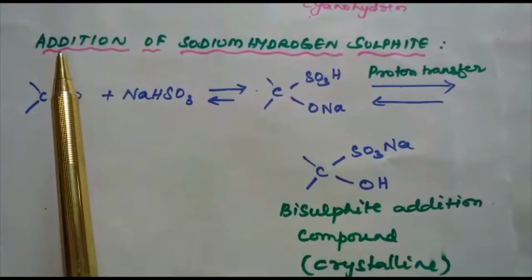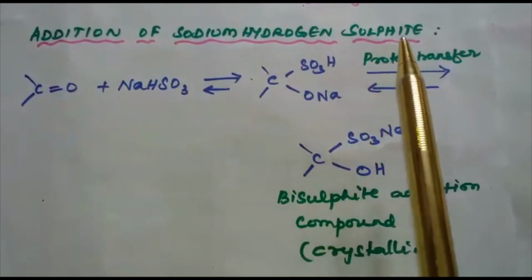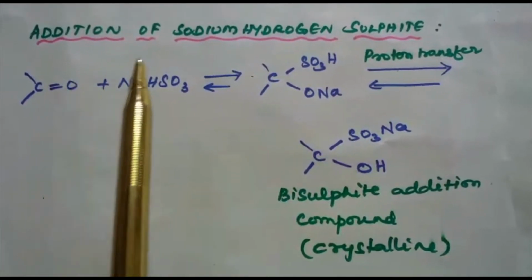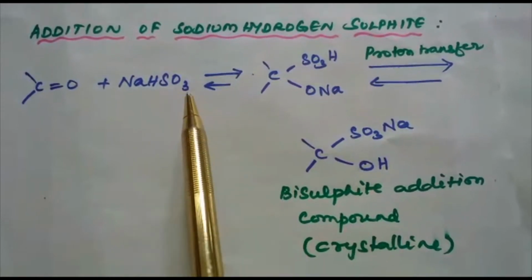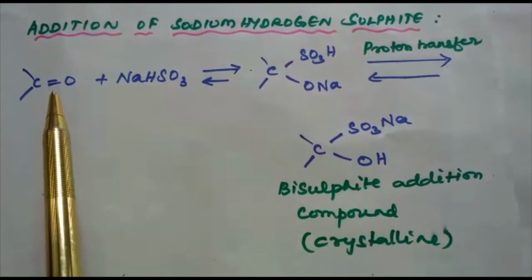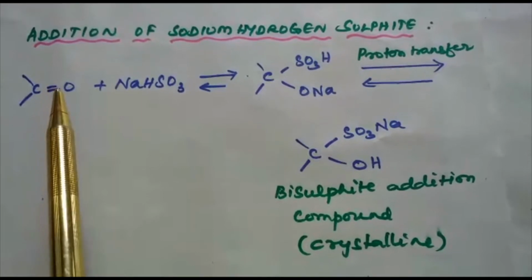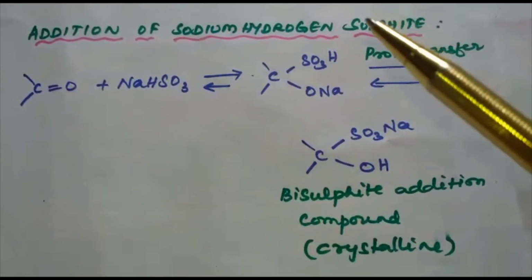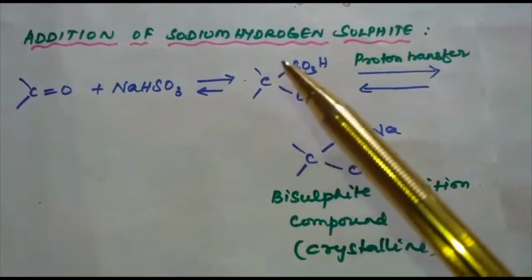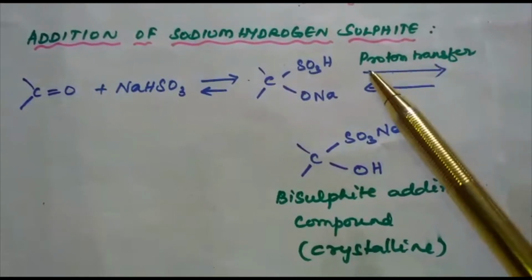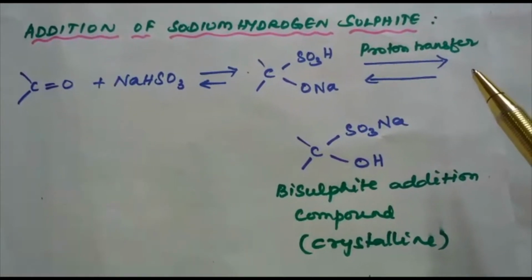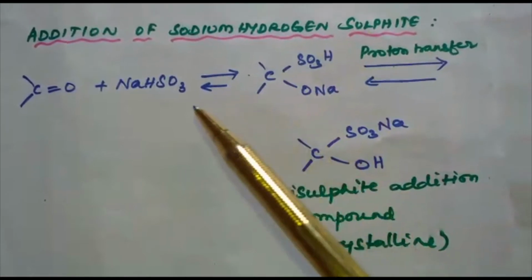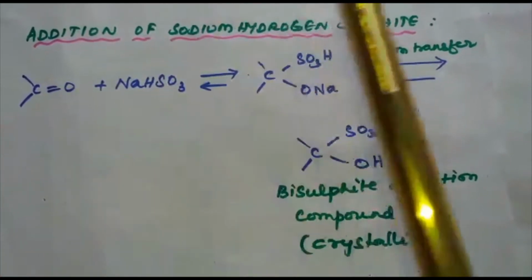Next reaction is addition of sodium hydrogen sulfide. Sodium hydrogen sulfide adds to both aldehydes as well as ketones to form the addition products. And the position of equilibrium lies largely to the right-hand side for most aldehydes and to the left for most ketones. This is because of steric reasons.